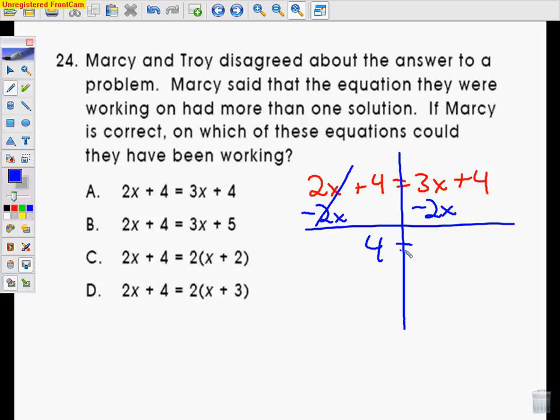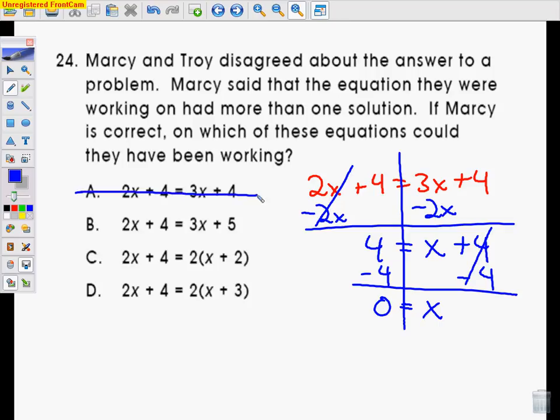You would get 4 equals 3x minus 2x is 1x plus 4. Then you would subtract 4 from both sides to get x by itself. The opposite of addition is subtraction. So 4 minus 4 is 0. Those would cancel out. You get x equals 0. So that would be the one answer for part A. So part A doesn't have more than one solution. It's only one thing that would work for that.